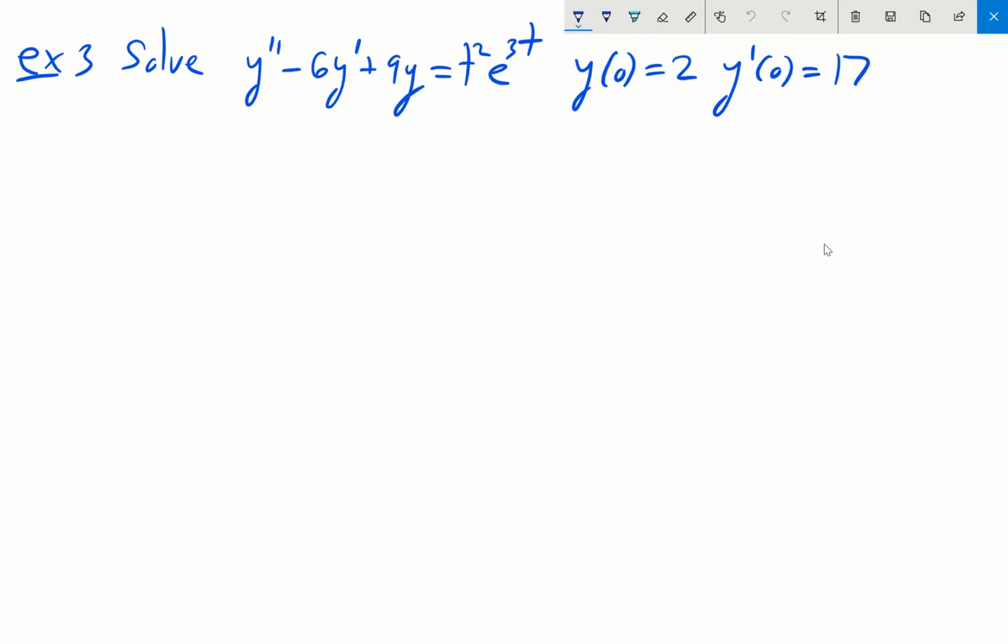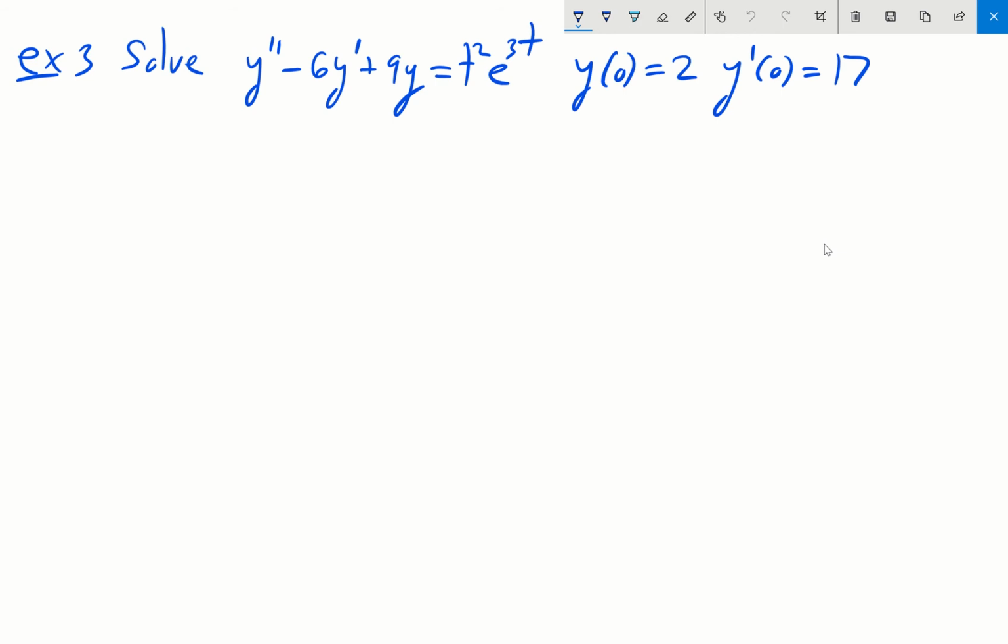Let's take a look at example 3. Let's solve y double prime minus 6y prime plus 9y equals t squared e to the 3t, with initial conditions y of 0 is equal to 2 and y prime of 0 is equal to 17.